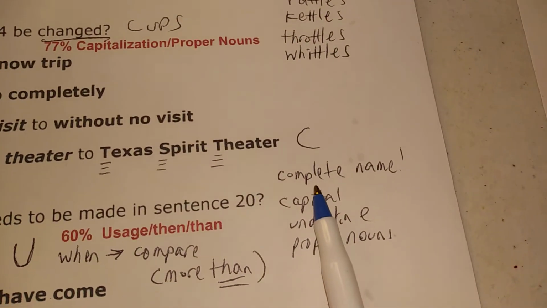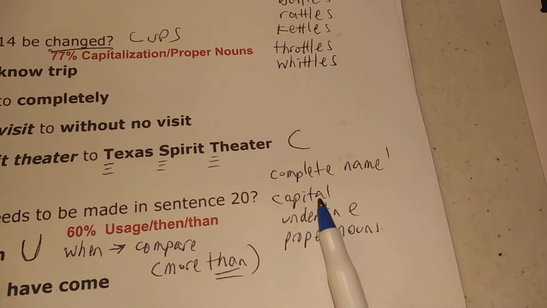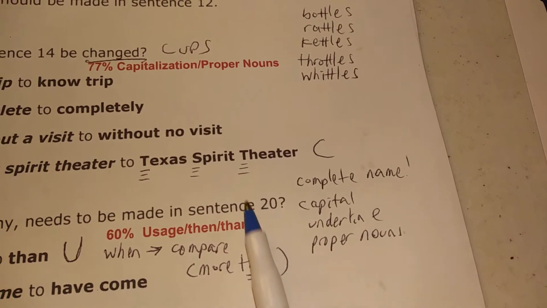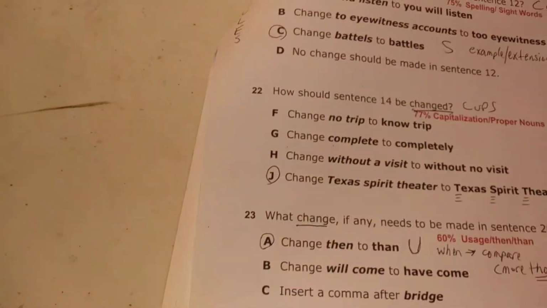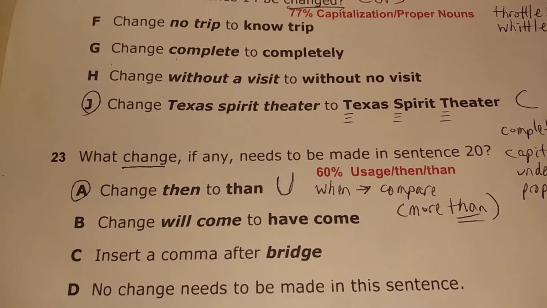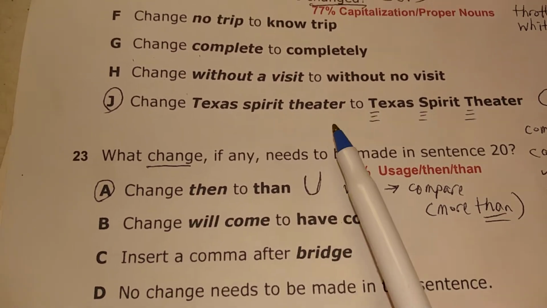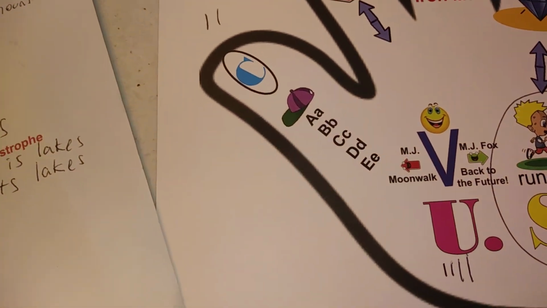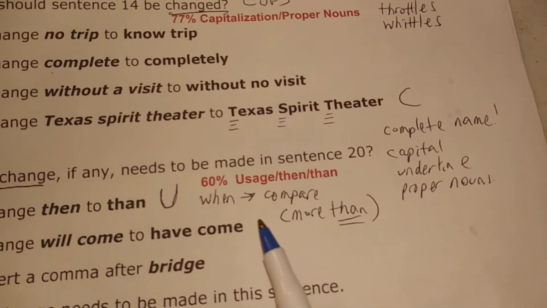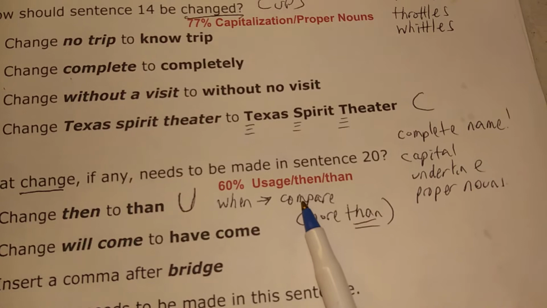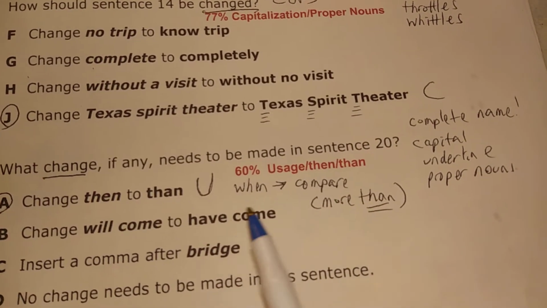Make that tally mark there. And just tell your kids to say this whenever they're using capitals. Complete name, capital, underline, proper nouns. So a little 3-syllable chant whenever they're working with capitals. Okay. Number 23. What change, if any, should be made in sentence 20? Changes cups. Change then to when, then to than. That is usage. And what you're doing is you're comparing. More than was the usage in the sentence. So that's a usage.